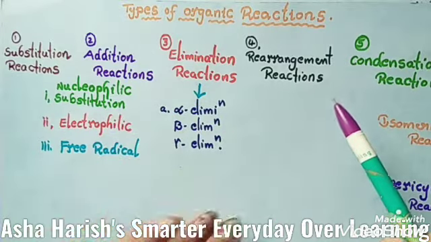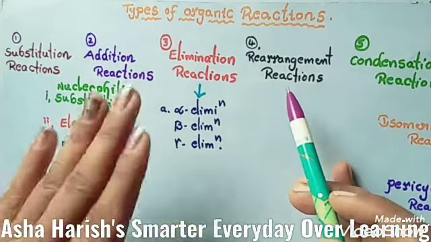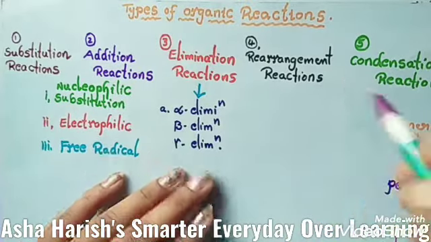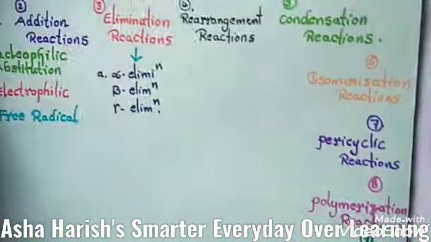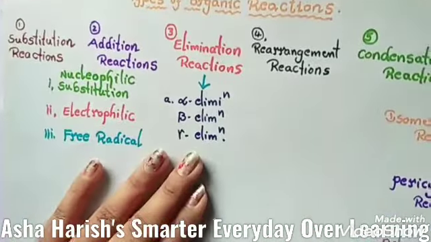Dear students, here I have written the mind mapping for you. All the organic reactions can be broadly classified into these categories. Here I have written 10 categories. Let's see one by one briefly.